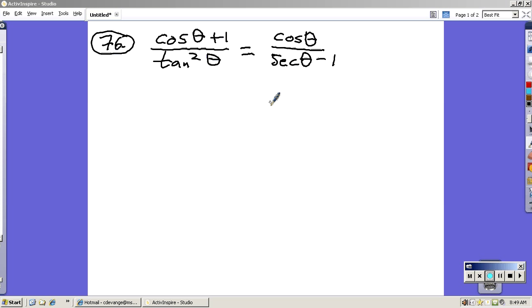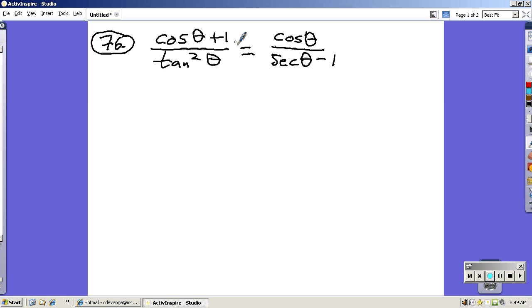This is Math 142. This is a problem out of 9.1. It's problem 76. And we are supposed to verify this equation, verify that the left side is equal to the right side. So, there's a couple different ways I go about doing this. I think what I will do with this one is, this is a proportion. This fraction equals this fraction. So I'll do some cross multiplying.